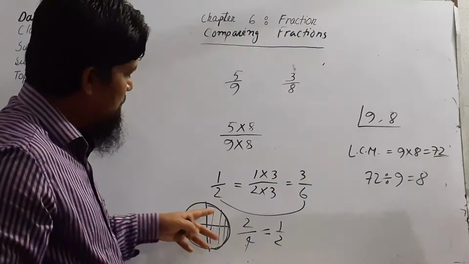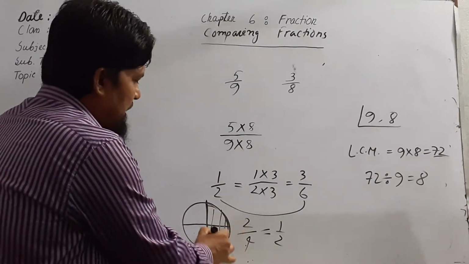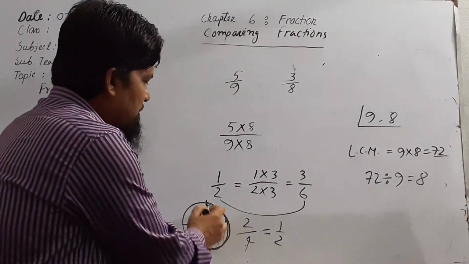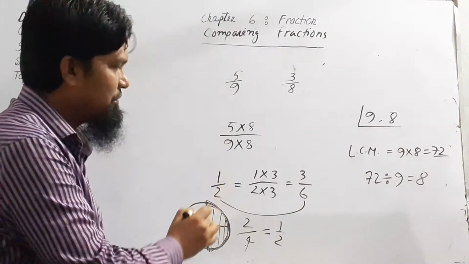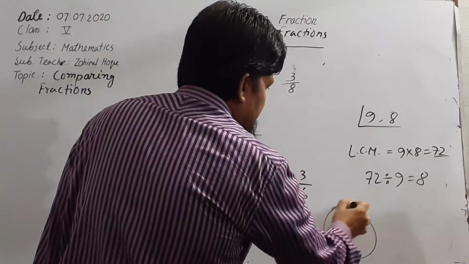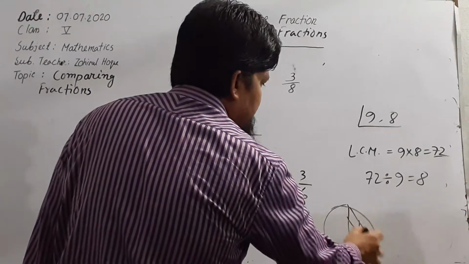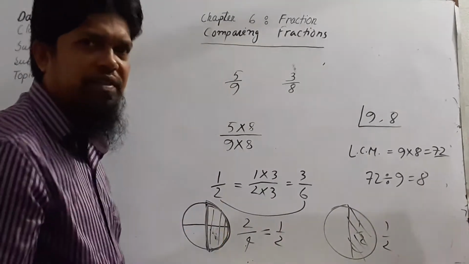If I take 1 by 2, I will get this whole part. Similarly, if I take 2 by 4, I will get the whole part. If I take 1 by 2, then I will get this whole part. And if I take 2 by 4, I will get the same part.